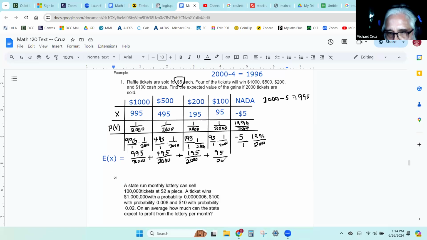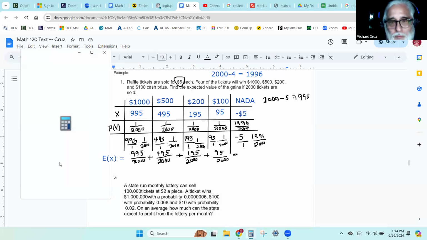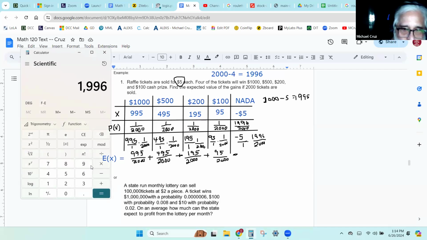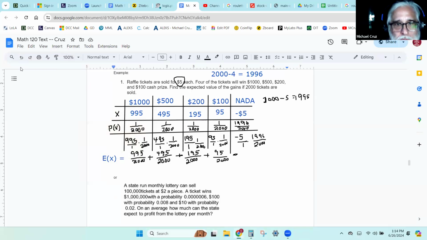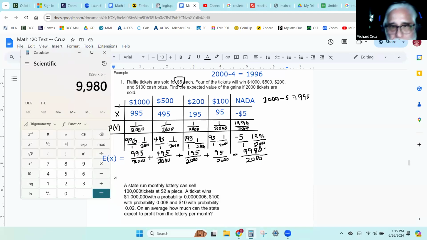So they all have the same denominator, and I've kept it that way because that will make it easy. And I'm going to have to use the calculator to get that negative one because it's 5 times 1996. $9,980. All right, so let's add up all the positive ones real quick. Y'all do it as well.